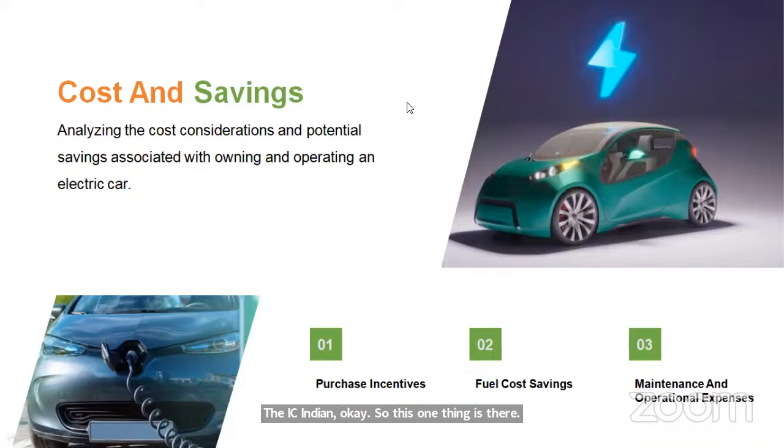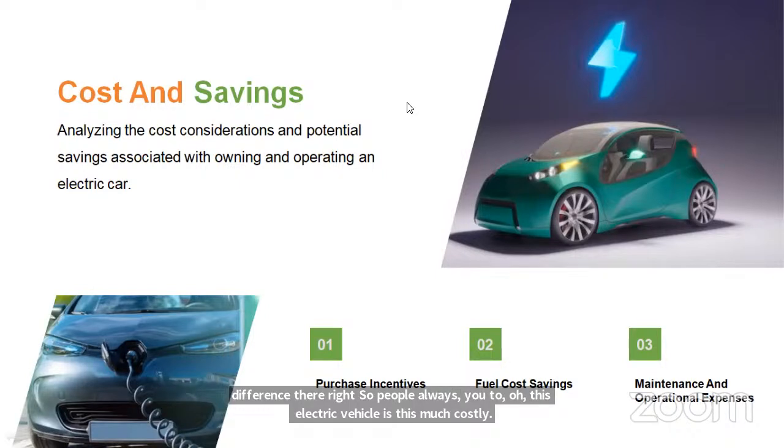Okay, so this one thing is there. Then second is cost and savings. Whenever we talk about the cost of the electric vehicle, we know that in the present scenario, electric vehicle costs are way higher than the IC engine cost. Just for example, if you go for a Tata Altroz, if it comes in at 8 lakhs, then the electric version of that will come around 14 to 15 lakhs. So this much cost difference is there, right? So people always hesitate and say, oh, this electric vehicle is so costly, then why buy this, right?